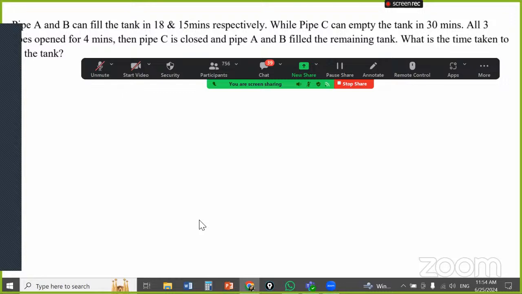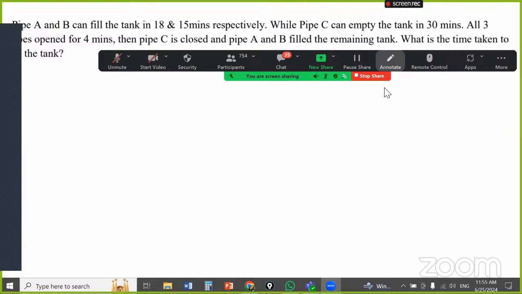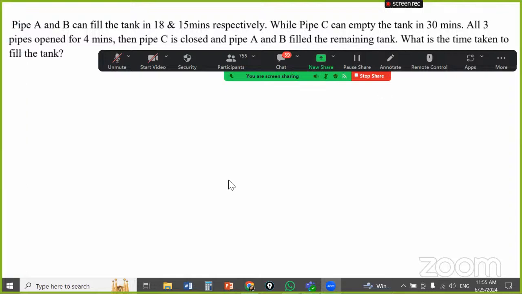Here it is, the tank is filled in 18 and 15 minutes by pipes A and B. And there is a third pipe, which can empty the tank in 30 minutes. All the three pipes are open for 4 minutes. Then pipe C is closed. Pipes A and B fill the remaining tank. So what is the time taken to fill the tank?